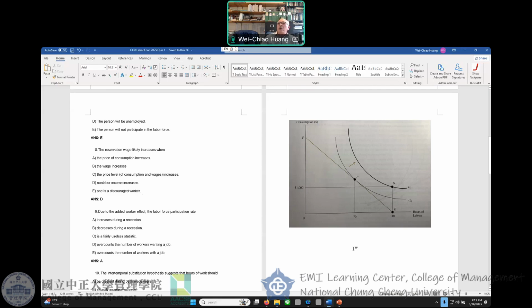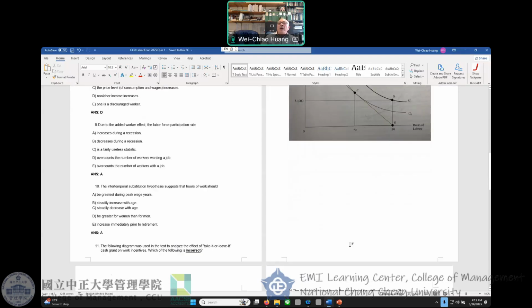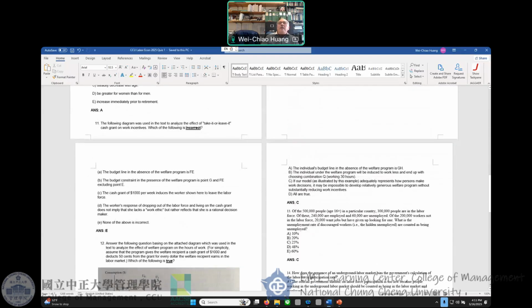And as far as this question goes, you can see which one is incorrect. A is correct, B is correct, C is correct, and all this is correct. So none of these above is incorrect. The answer is E. Okay.